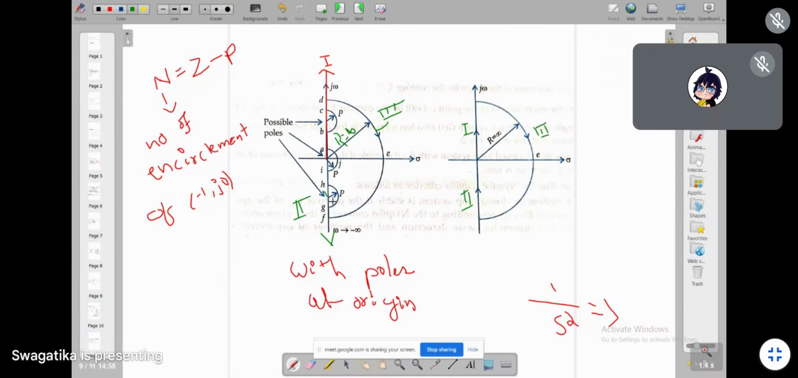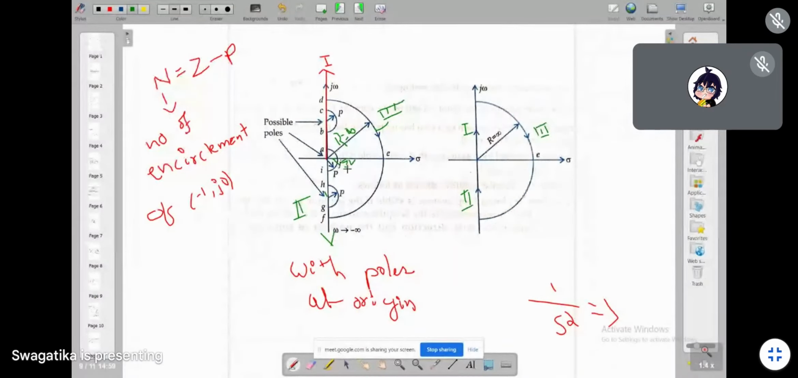Yes or no? So these are possible poles. If the poles are at the origin, this small path will be generated, and if another pole is there, then the small circle will appear, otherwise it won't. So this is path number 4, this small circle.